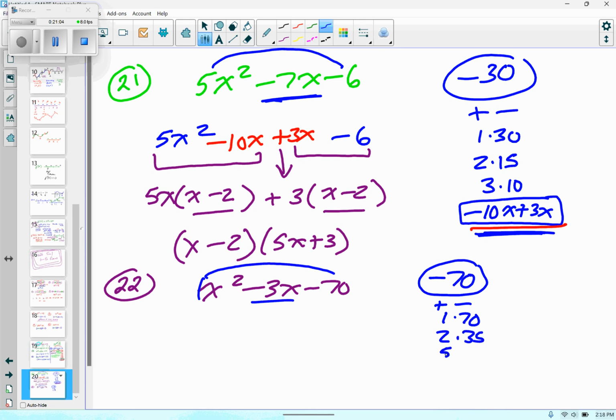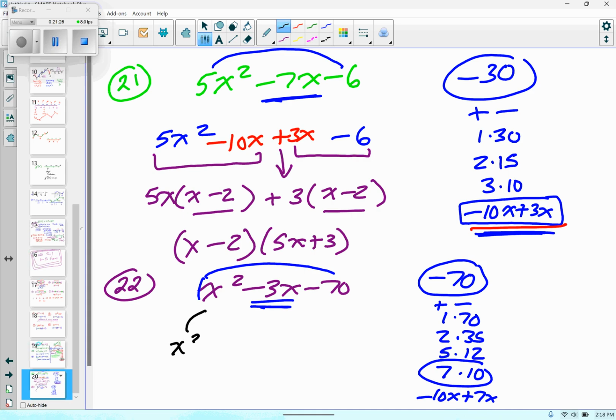3 doesn't work. 4 doesn't work. 5 does. 5 and 12? Getting closer. 7 and what? Does 7 and 10 work? 7 and 10 works. Which one has to be negative? So I get negative 10x plus 7x. If I combine those together, that's going to give me negative 3. So bring the ends down.